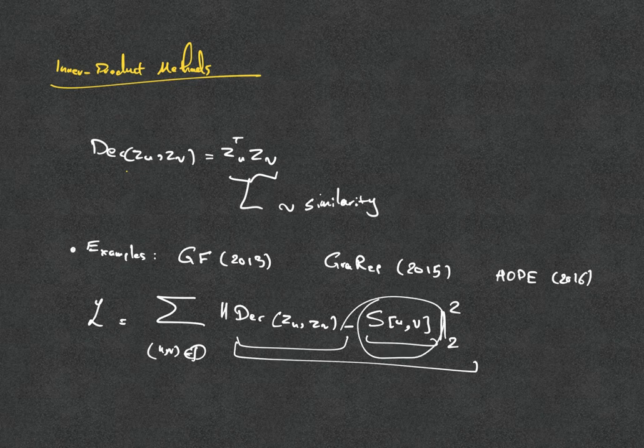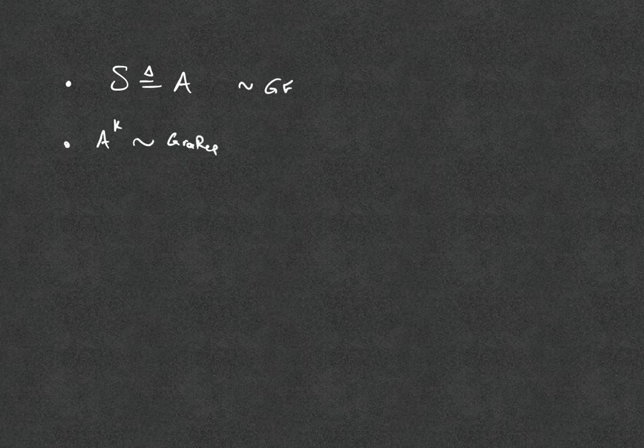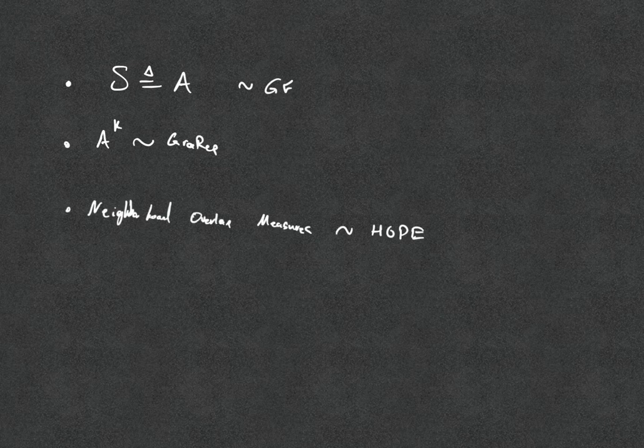This is the measure of similarity between the two nodes and could be proportional, for example, to neighborhood overlap. In the graph factorization approach, it is a little bit more straightforward, so S is defined to be the adjacency matrix. The other two, GraRep and HOPE, have a somewhat different strategy. GraRep defines S based on the different powers of the adjacency matrix, and HOPE's approach is based on neighborhood overlap.